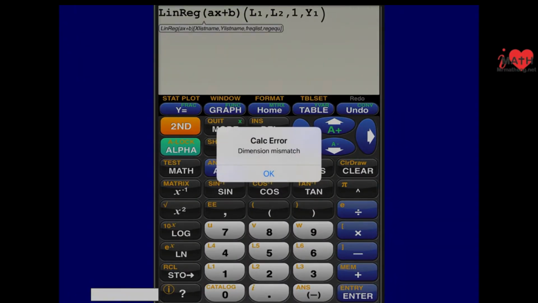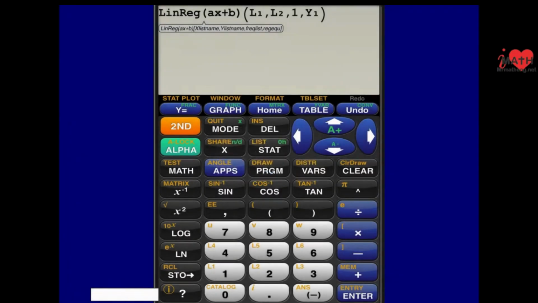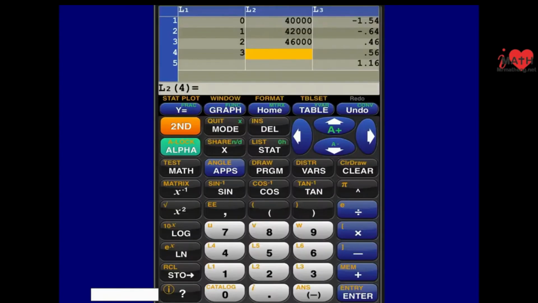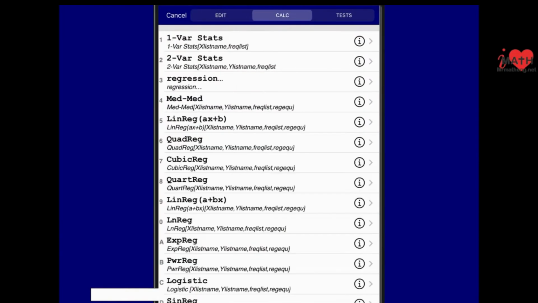Okay, dimension mismatch. What does that mean? If you go back to your list, you may have seen it. I did not press enter on the last one, which means that my lists are mismatched. One's longer than the other. Okay, there it is. Try it again.